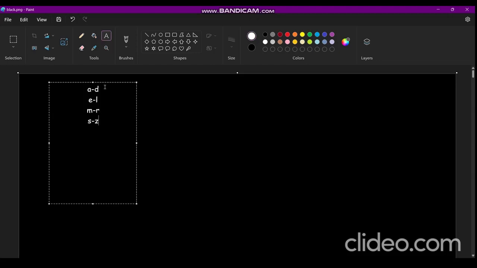You might think they must have the same amount of letters in them, but that's not true. It's actually based on the frequency of the words. In A, B, C, D there are only four letters, and in E to L there are a lot more: E, F, G, H, I, J, K, L. The best way I found to remember this is to just remember the first letters, A, E, M, S, or the last letters, D, L, R, Z. Then you can find out which comes first and second.